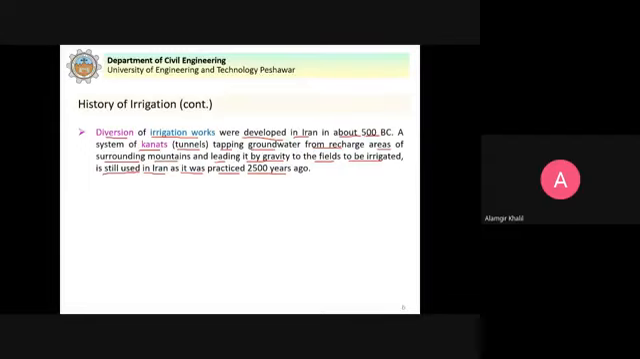So you can see here that in Iran, for 2500 years, they have had this system of canals and tunnels that tap the groundwater from recharge areas of surrounding mountains, and then the water flows by gravity to the fields that are to be irrigated.